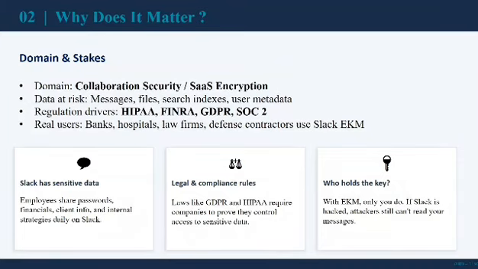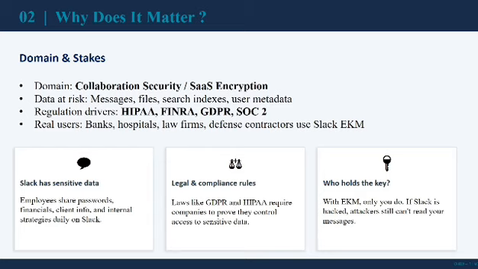Now, let us understand why this is important. Slack is used to share sensitive information daily. Employees may share passwords, client data, financial reports, internal strategy. If exposed, it can lead to financial loss, legal issues, reputation damage, and also companies must follow laws like GDPR, HIPAA, SOC 2. These require strong data protection, controlled access, and audit logs. Enterprise key management helps achieve this.